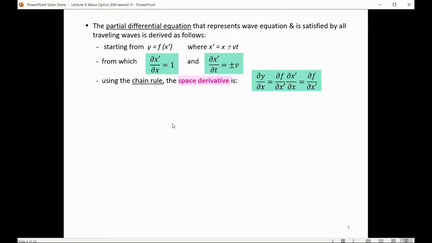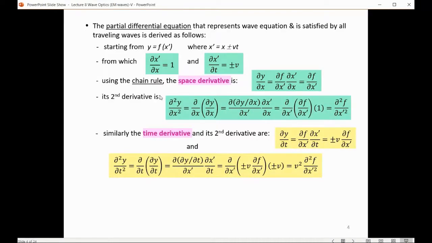The partial differential equation that represents wave equation and it is satisfied by all traveling waves can be derived in this way. We start from y equals a function of x prime, where x prime here can be expressed as x plus or minus vt, from which if you take the partial differential of x prime with respect to x, that's equal to 1. And taking the partial differential of x prime with respect to t, that will give us plus or minus v. And using the chain rule, the space derivative is then given by del y del x, and that's equal to del f del x prime times del x prime del x, and that can be written as del f del x prime.